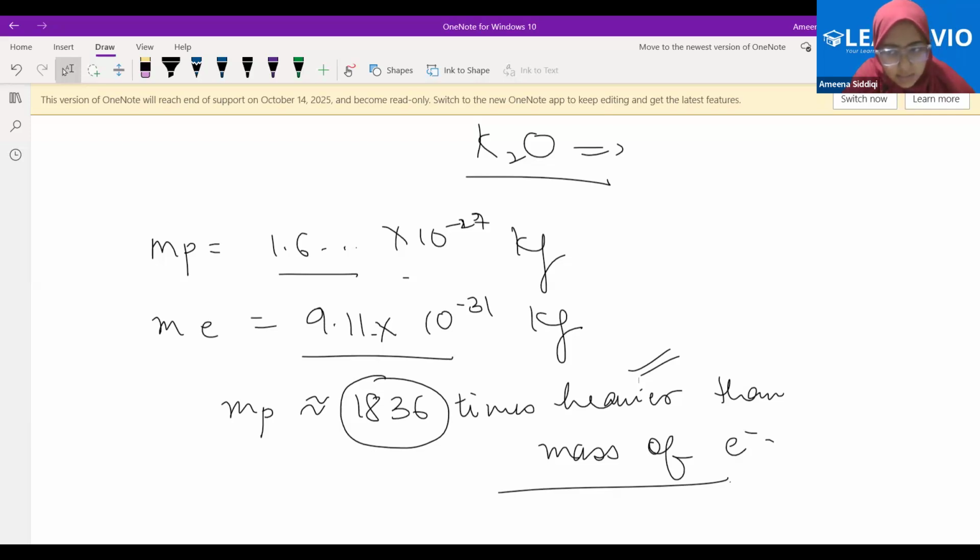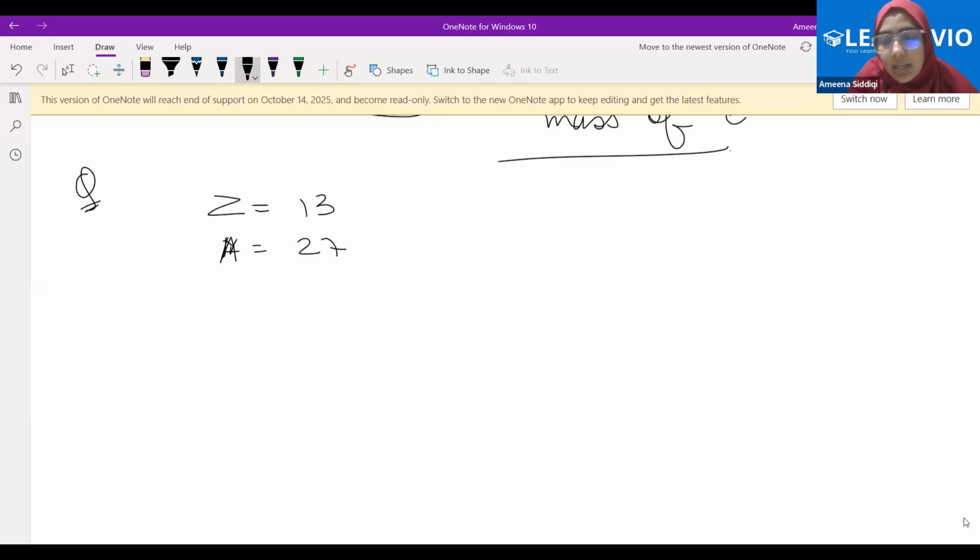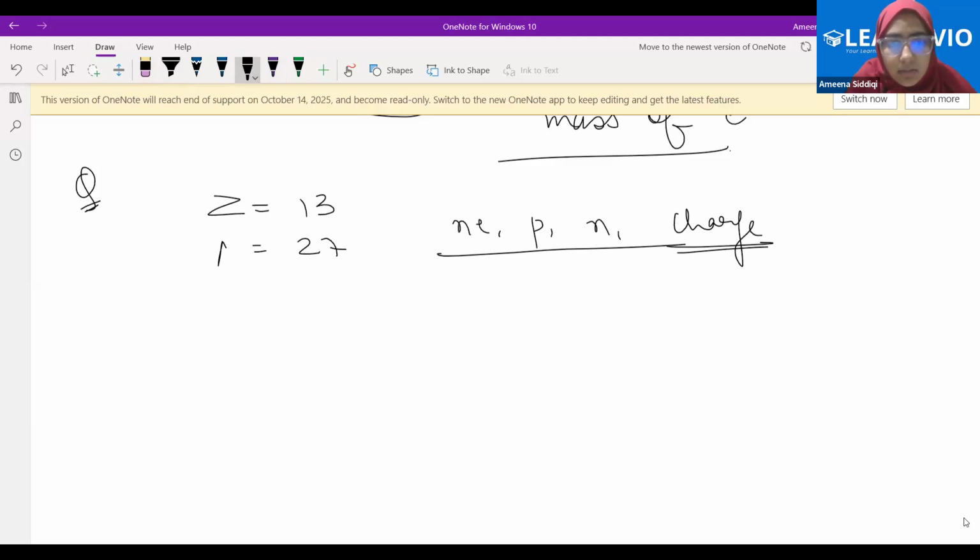There's one question in NCERT which is this. The atomic number of an element is 8. I'll change this question, just 1 second. The atomic number of an element is 13 and the mass number of the element is 27. Tell the number of electrons, protons, neutrons and the charge on the atom. The mass number is A, okay? I hope you know what a mass number is now.